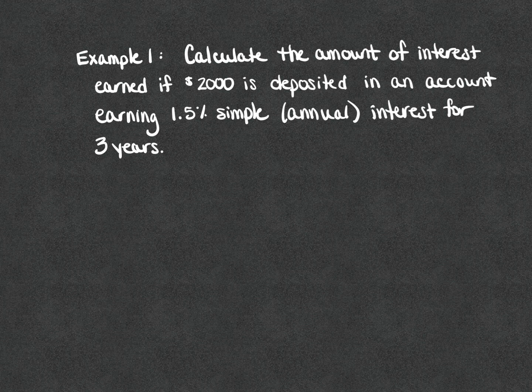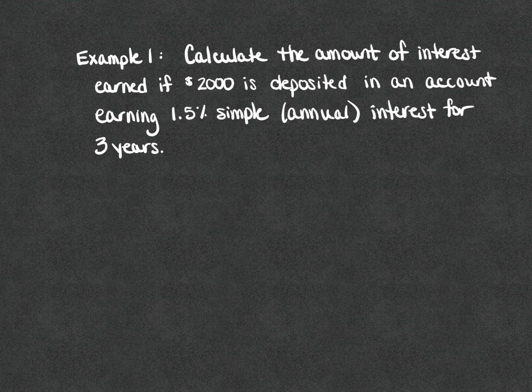So looking at an example, let's suppose we are asked to calculate the amount of interest earned if $2,000 is deposited in an account earning 1.5% simple annual interest for 3 years. Annual does not need to appear in the question, just so you know. For simple interest to apply, by definition, simple interest is annual interest. Sometimes that is specifically specified, other times it is not.